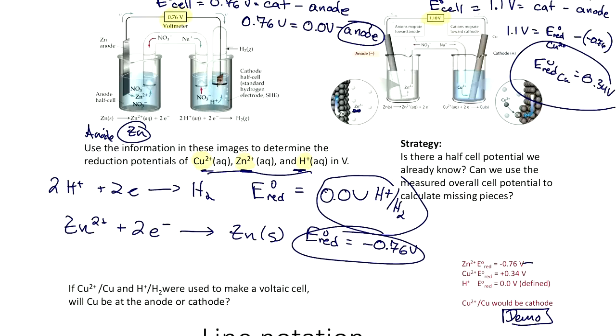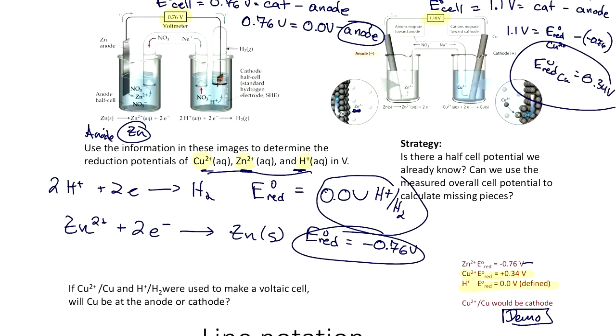Oh, and then this little question down here. If we set up a third experiment where we wanted to make a voltaic cell, and it was made of copper and the standard hydrogen electrode, what electrode would copper be? Would it be the cathode or the anode? Remember, we have to make a voltaic cell. Voltaic cell means what sign of cell potential? Positive.